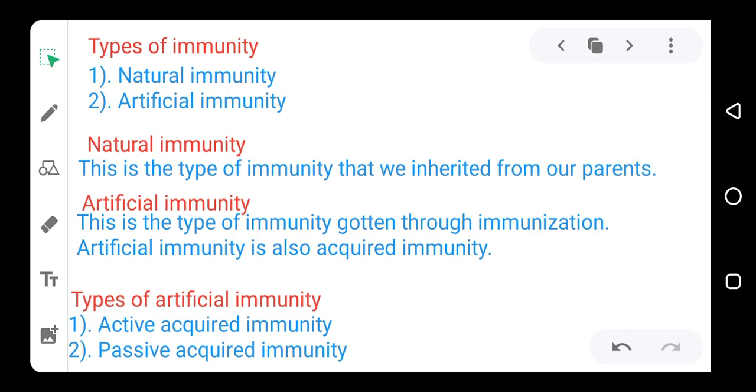Now, we have different types of artificial immunity. We have active acquired immunity. Artificial immunity is also called acquired immunity. So we have active artificial immunity or active acquired immunity, and we have passive acquired immunity or passive artificial immunity. Whether you are calling it active artificial immunity or active acquired immunity, it is the same. So these are the two types of artificial immunity.